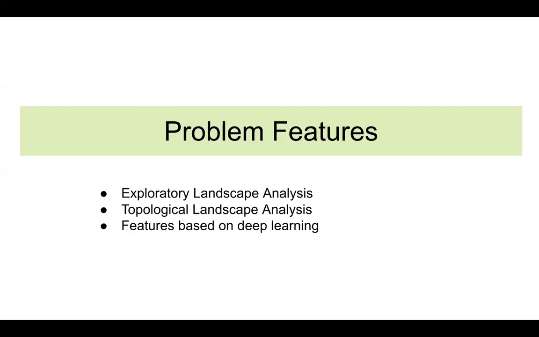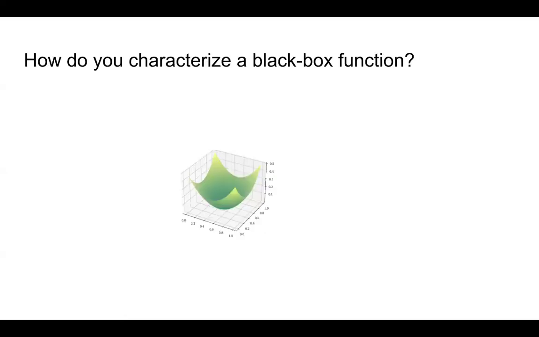So now I will give the third part dedicated to the problem features, and the kind of three subgroups of features we have are the exploratory landscape analysis features, the topological ones, and features based on deep learning. So first of all, how do you characterize the black box function? So if you can see this function, it's kind of easy to tell that you have just one global optimum, and this is kind of the simplest case.